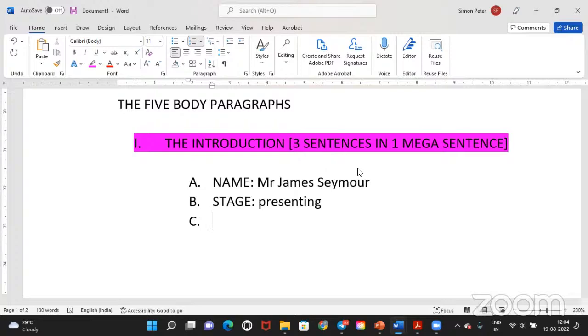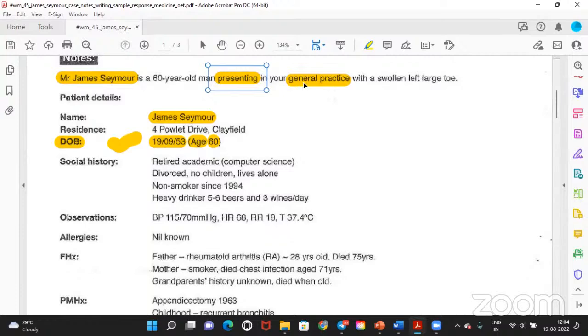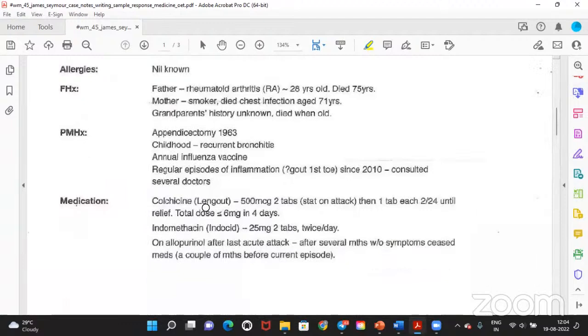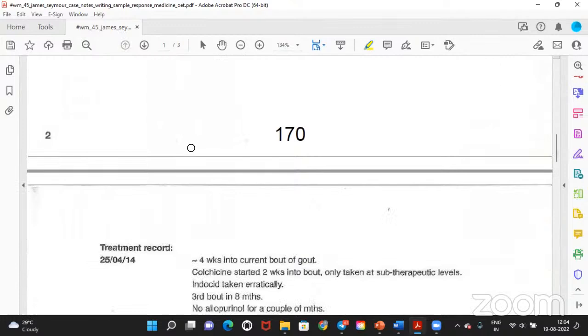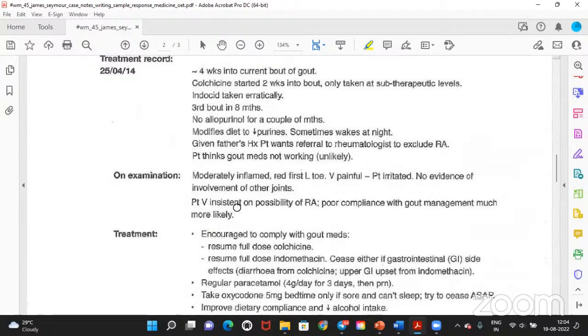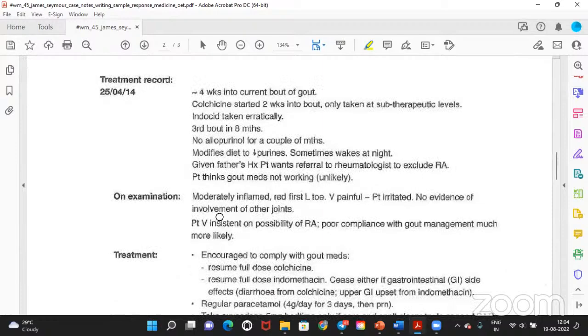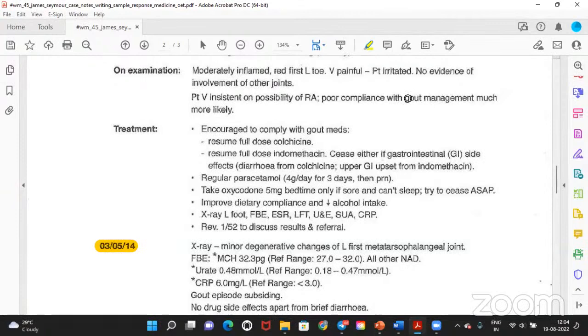He is presenting here with a swollen large toe. Then this goes on transforming. You see how it is changing here. Encouraged to comply with gout needs. Gout has come here already. You can see the record here, gout management.